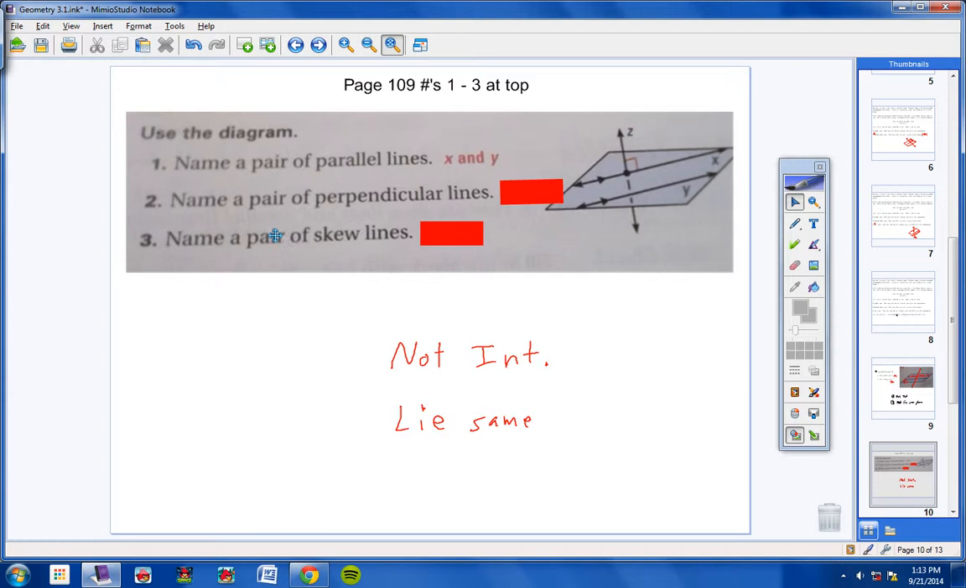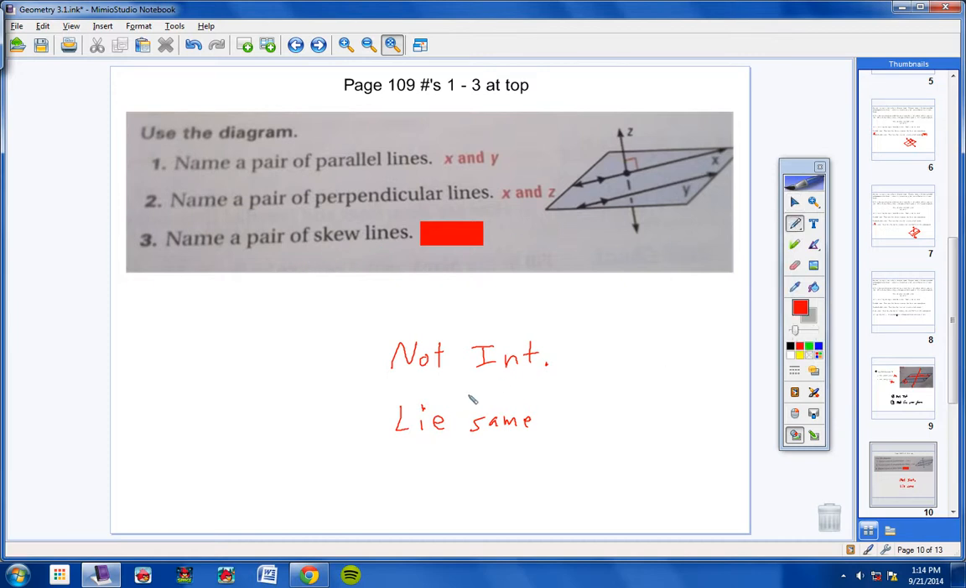and Y. Okay, now let's name a pair of perpendicular lines. Well, remember, perpendicular lines are two lines that form a right angle. So look, here's line X and here's line Z. And look, students, how they form a right angle. So lines Z and X are perpendicular, okay? And then lastly, name a pair of skew lines.